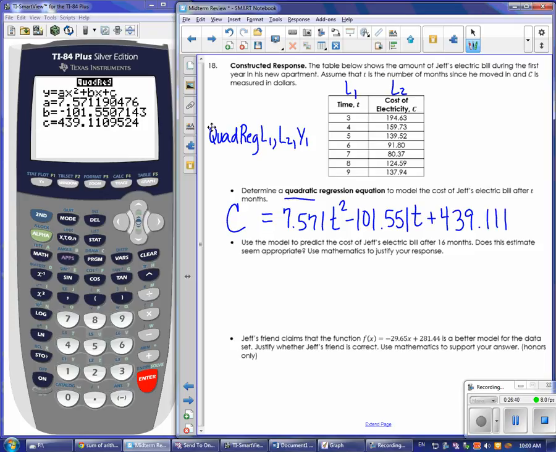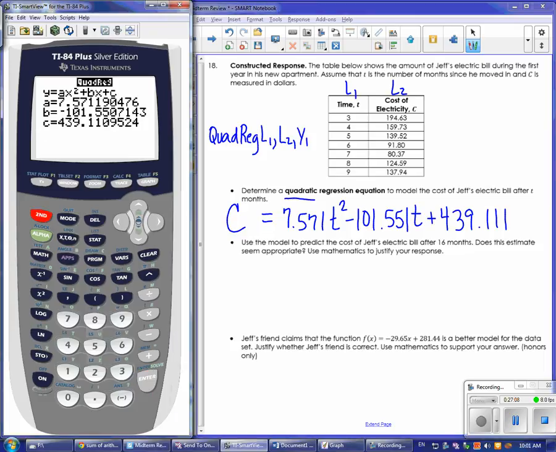In the second bullet, it says, use the model to predict the cost of Jeff's electric bill after 16 months. Does this estimate seem appropriate? Use mathematics to justify your response. So let's go ahead. There are several different ways that you can evaluate the function at 16 months. If you want to construct a scatter plot, for example, you can look at the graph, and there's a way to calculate it there, or you can use the table. So if you go to second graph, that's where your table menu is.